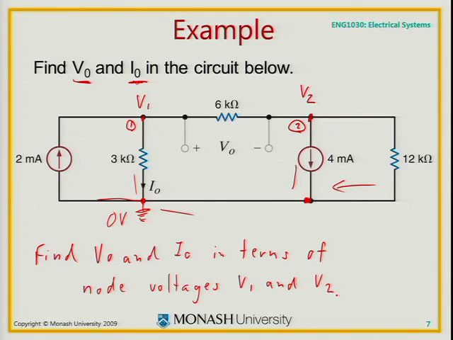Okay. So can you write down V0 and I0 in terms of V1 and V2? Because I claim if you can find the voltage in every node in the circuit, you can find any other voltage and current that you want quite easily, given those node voltages. That's the claim. Then we'll worry about how you can go about finding V1 and V2 in this circuit.